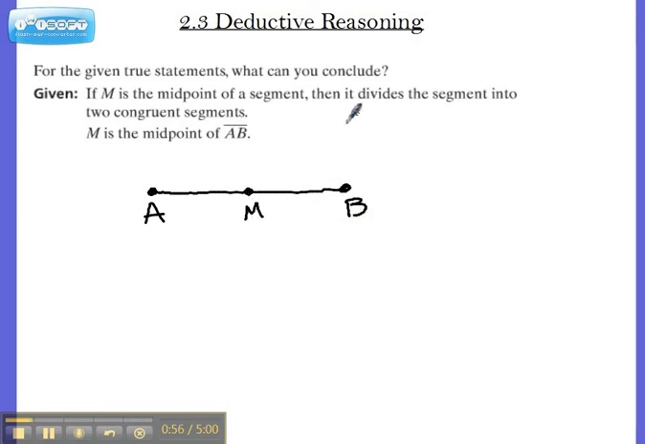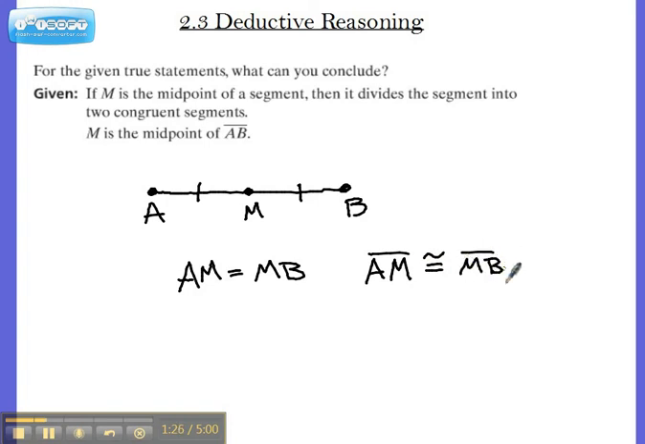So what can we conclude from it? Then we can conclude that the midpoint divides the segment into two congruent segments. So we know that the measure of AM is equal to the measure of MB. So AM equals MB. Which again, written as a congruency, AM is congruent to MB. So that's another way of using the law of detachment.